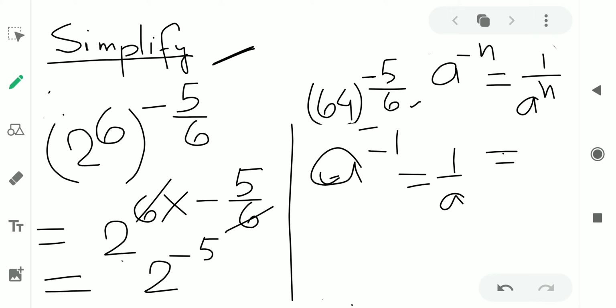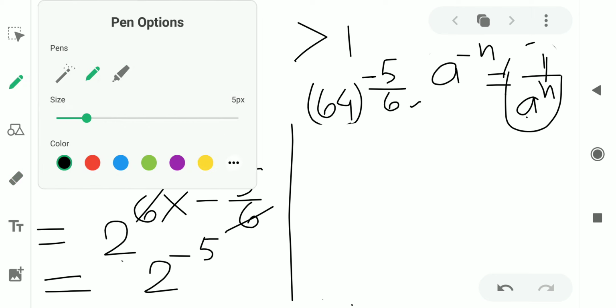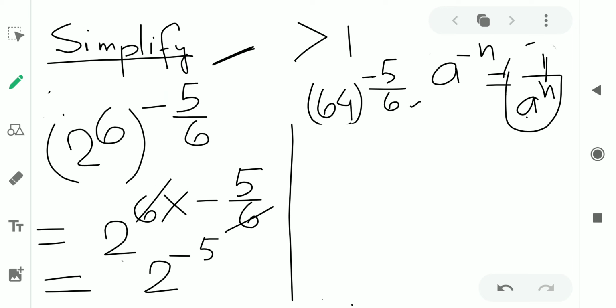So in the case where the value of n is more than 1, like 2, 3, 4, 5, 6, 7 and so on, we have to use this formula, that is 1 by a to the power n. We use this formula because the power is not 1, the power is minus 5 here, and n is more than 1. So let's use the formula here.